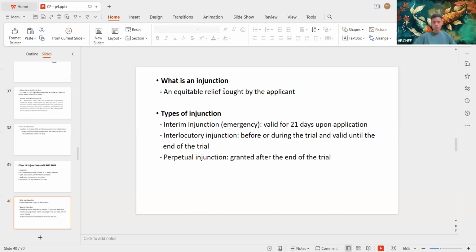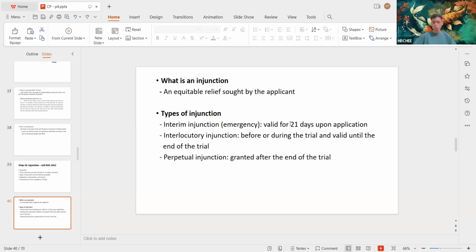So the first thing is, what is an injunction? Injunction is an equitable relief sought by the applicant. Most of the time in a drama or movie, when the lawyer suits up and goes into the office showing a court order to prohibit someone from doing certain things, that is the injunction.